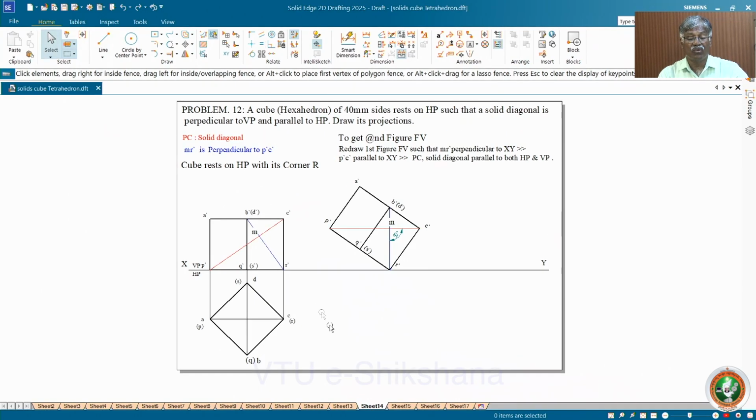Now we will also work out a problem on cube. That we will take in the coming session.